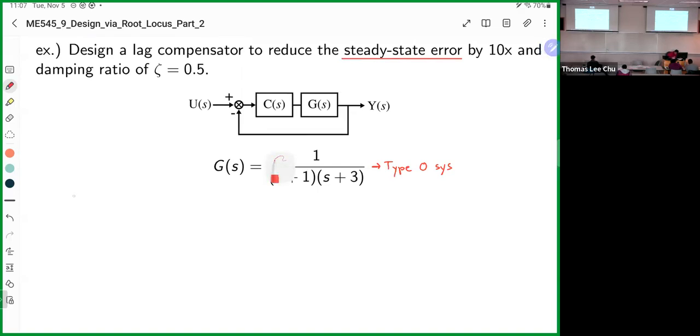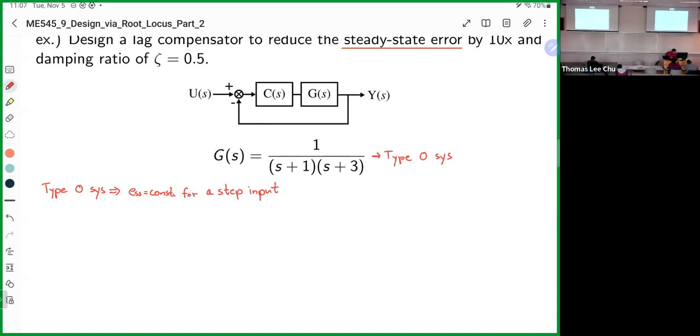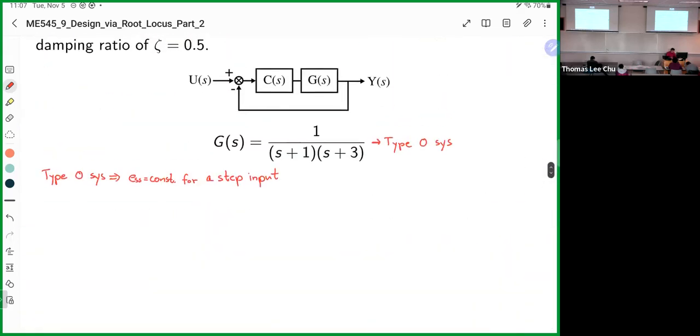So a type 0 system implies that we have constant steady state error for a step input, because there's no poles at the origin.